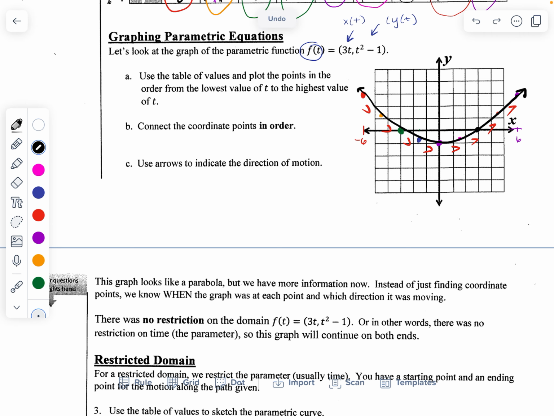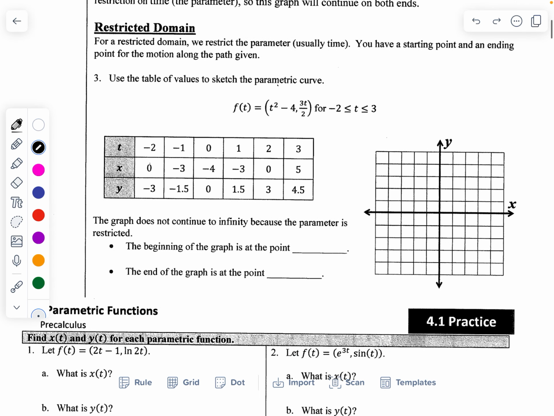So let's look at the next one. Let's talk about when we have a restricted domain. Okay, so for a restricted domain, which means we usually have a restriction on time, you're going to have a starting point and an ending point for motion along the path that's given by the parametric equation. So we're going to use the table of values to sketch the curve.